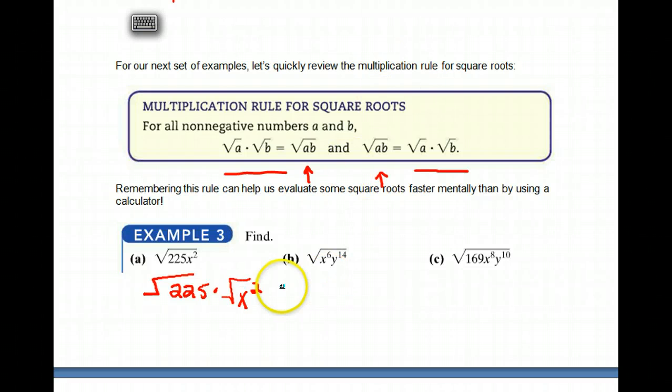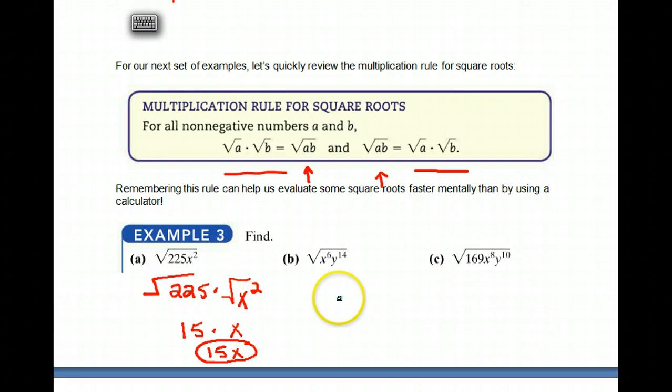So now we can simply evaluate these two square roots. The square root of 225 is 15. The square root of x squared is x. And then we can put this back together as 15x. Now, some people who are really good at solving these types of problems, they don't need to even split them apart. They can simply look at this and say 225 and x squared, those are both perfect squares. I can just go ahead and evaluate those.